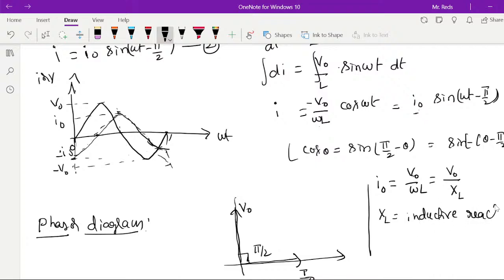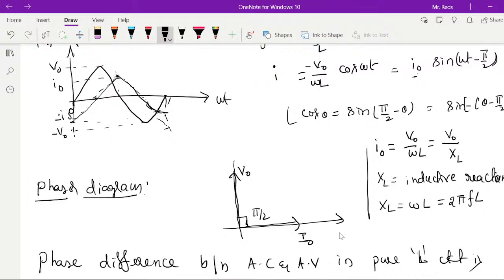Inductive reactance XL is equal to omega L, but omega is angular frequency. So while doing numericals, based on the requirement, you can take XL equal to omega L or 2 pi FL also, depending on the given data. You have to use these terms and calculate. If you are given frequency F and L and asked to find this XL, you have to use this relation. You have to keep in mind this. Inductive reactance is given by omega L, which is equal to 2 pi FL. You have to keep that in mind.